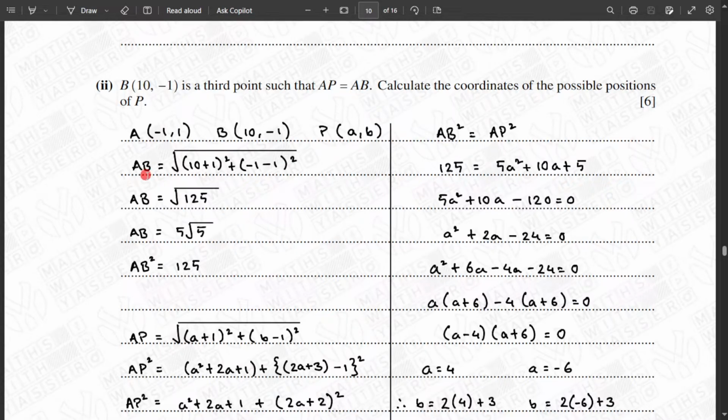In order to find the length of AB, we can use the formula square root of (x2 minus x1) whole square plus (y2 minus y1) whole square. So this will be (10 minus minus 1, which is 10 plus 1) whole square plus (minus 1 minus 1) whole square. That gives us 5 root 5. Or we can say AB square is 125.